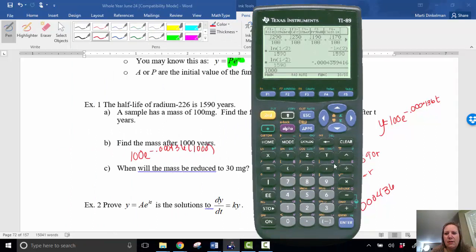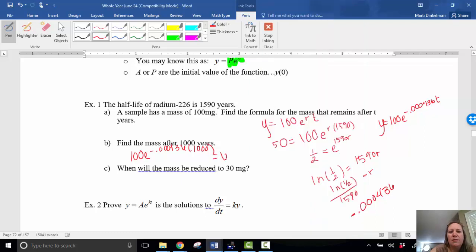Okay, so we have 1,000, and then e to that number times 1,000. Okay, so 646.655 milligrams. And then when will the mass be reduced to 30? So we have 30 equals 100 e^(-0.000436t). We're going to divide by 100 first, so that's going to be 3/10 equals e^(-0.000436t).